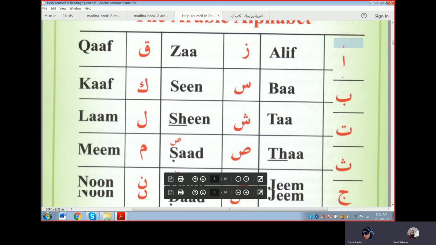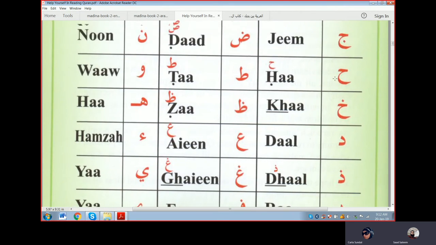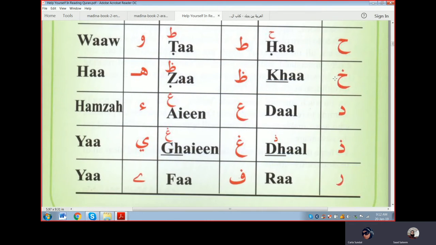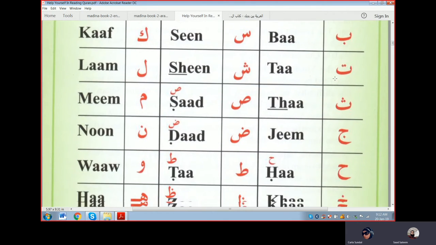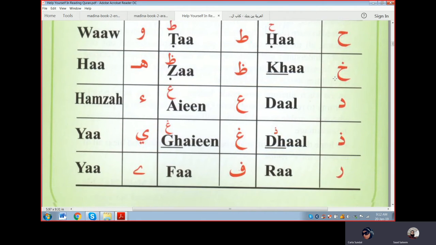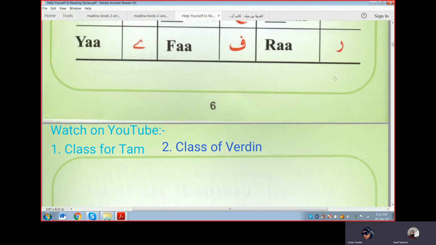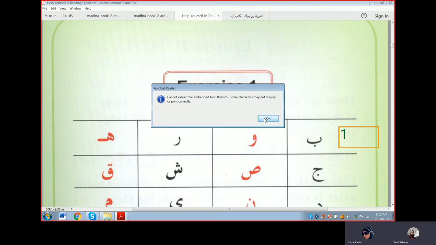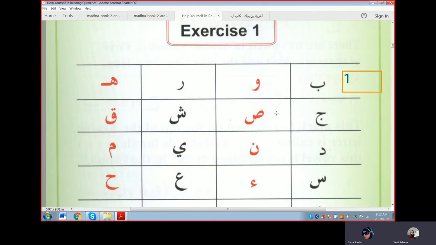Now read this. Alif, ba, ta, tha, jim, ha, kha, dal, dhal, ra, za, sin, shin, sad, dad, ta, za, ain, ghain, fa, qaf, kaf, lam, mim, noon, waw, ha, hamza, ya. MashaAllah, good. It looks like you have already memorized these letters. Am I right? I took a month class before with another teacher, but that was it.